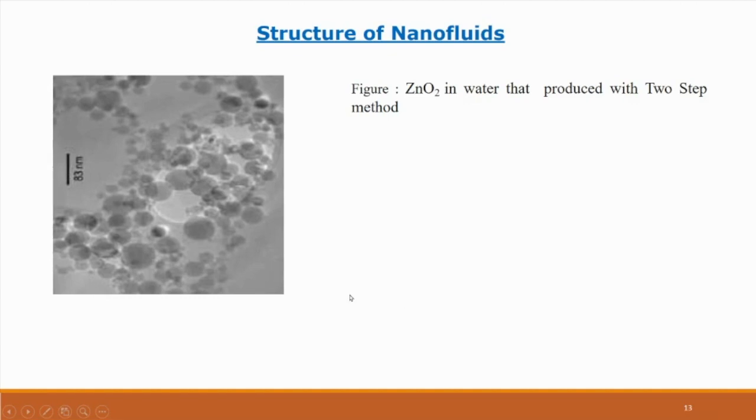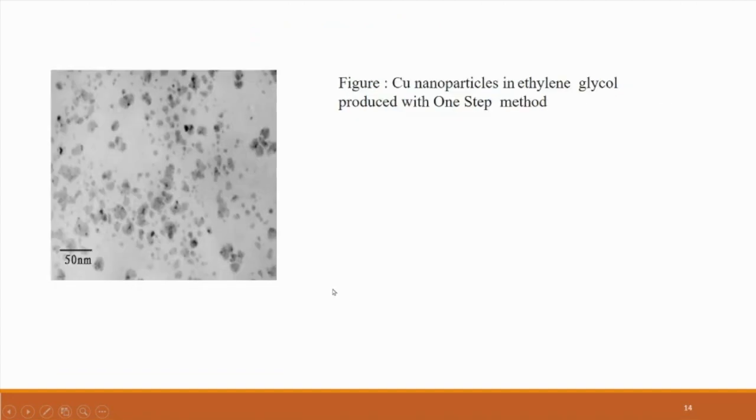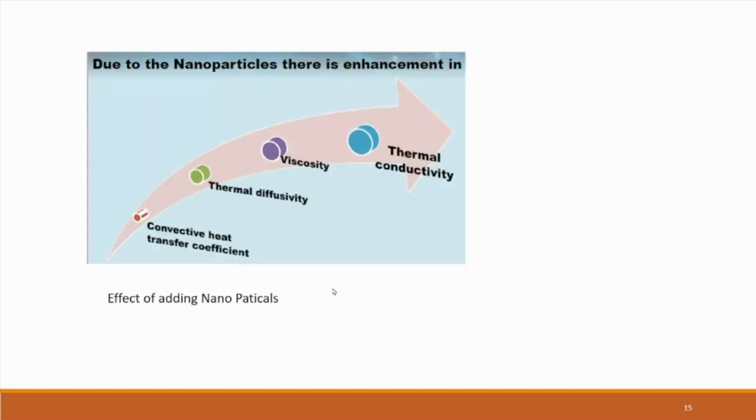These are the views of copper nanoparticles in ethylene glycol produced with the one step method. To capture this image, we need special equipment, a special magnifier. It is not possible to see with the normal eye. So just for the idea, I have put this into the slide.